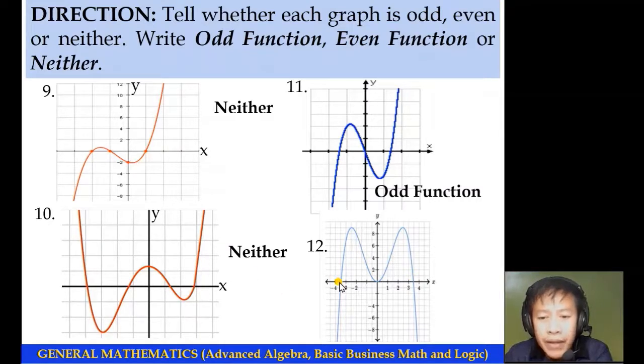And we have two symmetric points here in which, if we look for the distance from this point up to this point, and considering the point from the origin going to this point, the distance of this line segment is equal to the distance of this line segment. That is why this is an example of an even function.